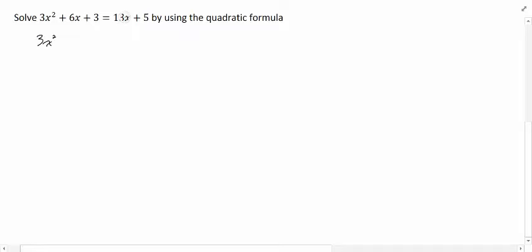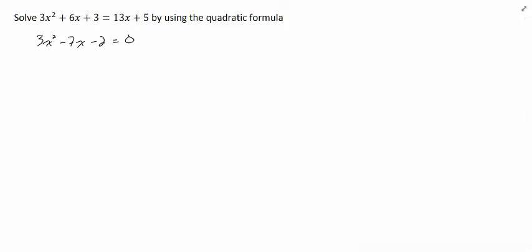So we would need everything on one side, 0 on the other. So we'd have to take away 13x. We'd have to take away 5. So trying to factor here, there are no numbers that will multiply to give us minus 6 and add up to minus 7. So we find that we have to use quadratic formula not just because the question told us to, but because that's the only thing that's going to work out.